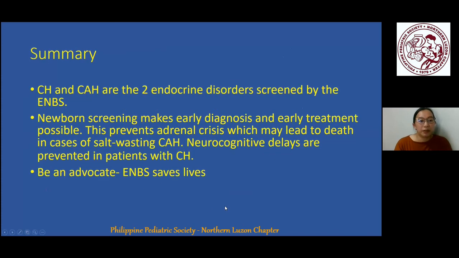So in summary, CH and CAH are the 2 endocrine disorders screened by the newborn screening. Newborn screening makes early diagnosis and early treatment possible. This prevents adrenal crisis, which may lead to death in cases of salt wasting CAH, while neurocognitive delays are also prevented in patients with CH. Again, let us continue to promote our newborn screening.